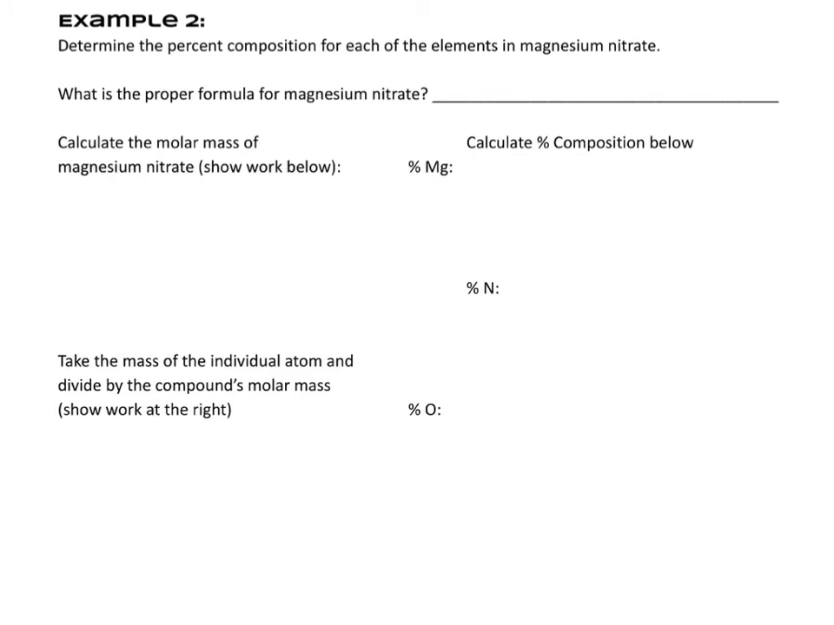In this example, we're going to determine the percent composition from the formula of the compound. So for this particular one, we're looking at magnesium nitrate. So first of all, we need to write the formula for magnesium nitrate so that we can make sure that we account for all of the atoms for each element. So we have magnesium, which is again a +2 charge, and nitrate is a -1 charge, so you're going to need 2 of them. So the correct formula is then Mg(NO3)2.